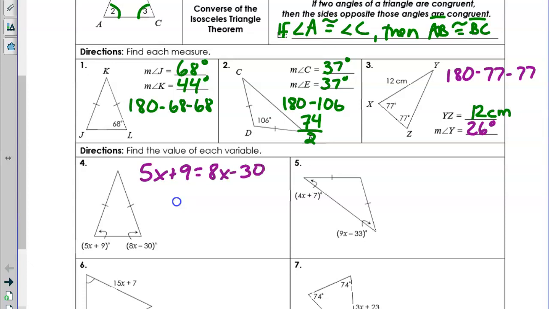5x plus 9 equals 8x minus 30. So we're going to subtract 5x from either side, and I'm going to get 3x on the right side. Add 30 to get 39. And then what does x equal? Perfect.